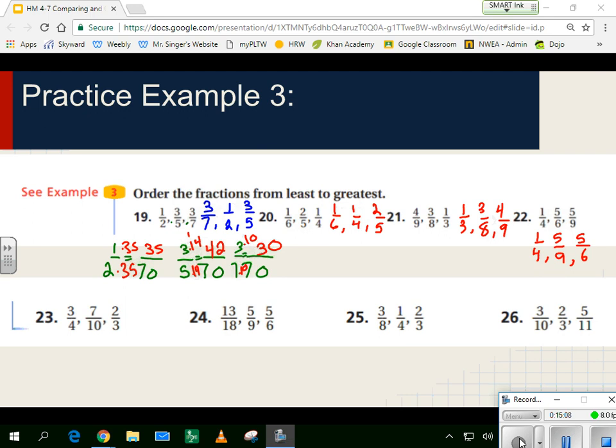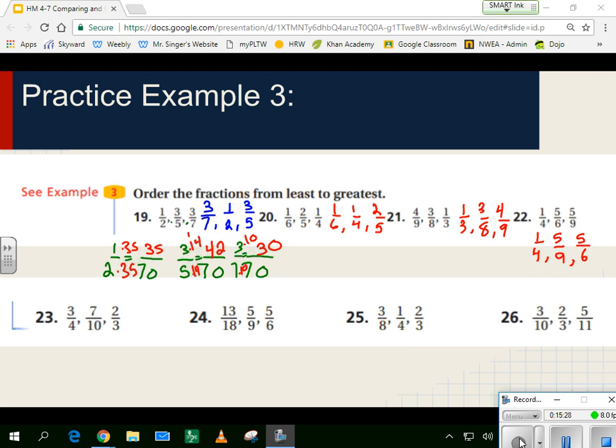So here are the answers you should have received for number 20. It was 1/6, 1/4, and then 2/5. For 21, after I put them back to their regular fractions, it's 1/3, 3/8, and 4/9. And for 22, it's 1/4, 5/9, and 5/6.